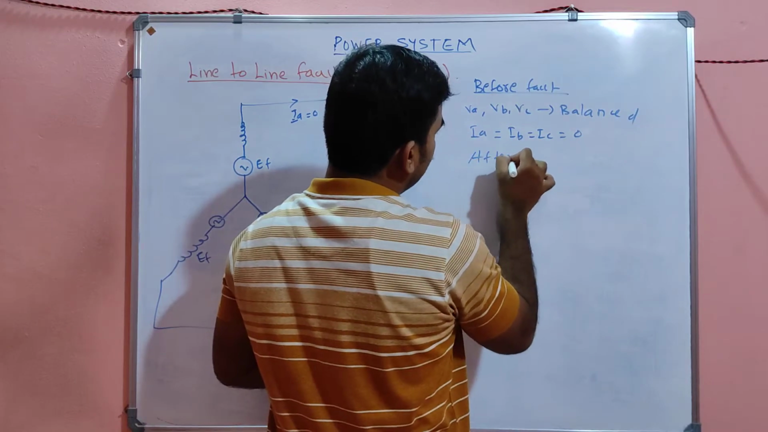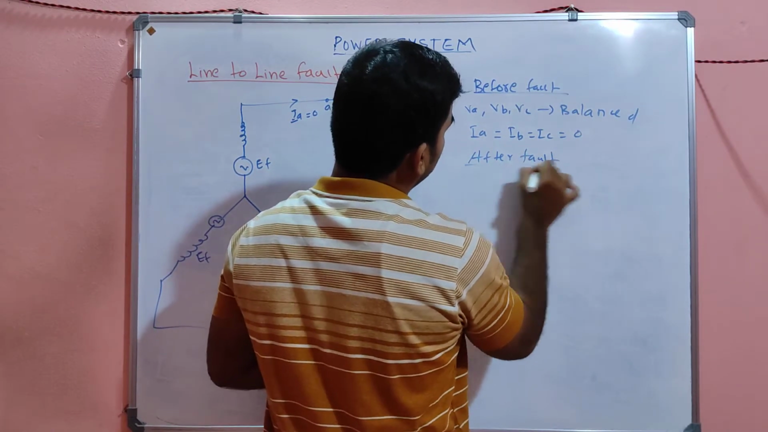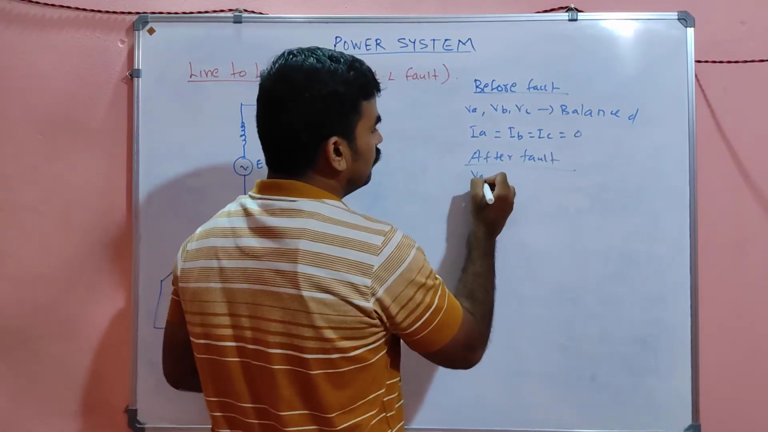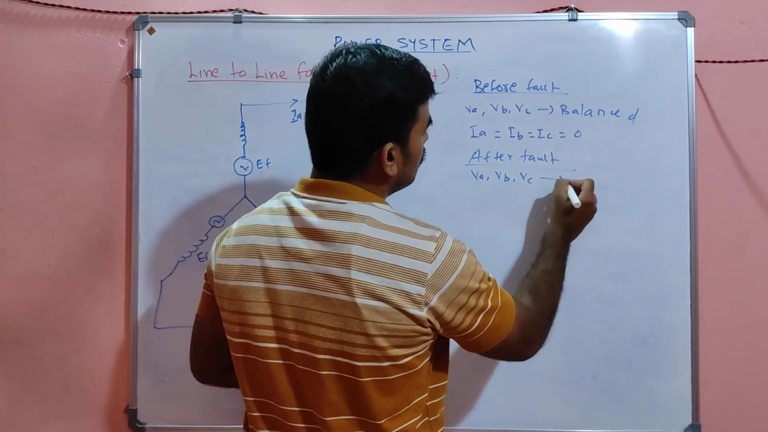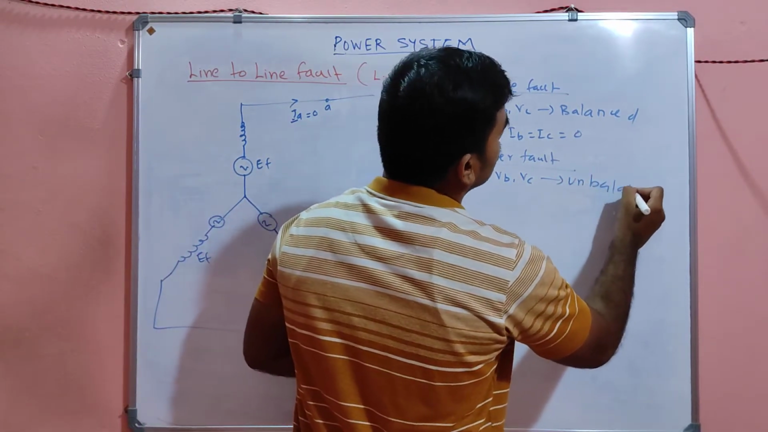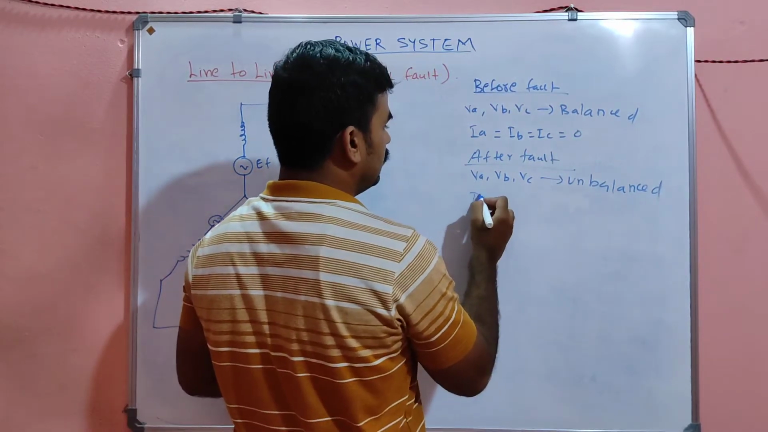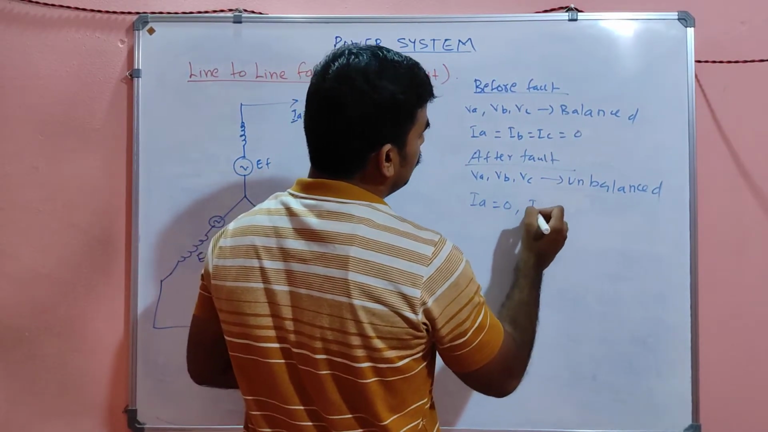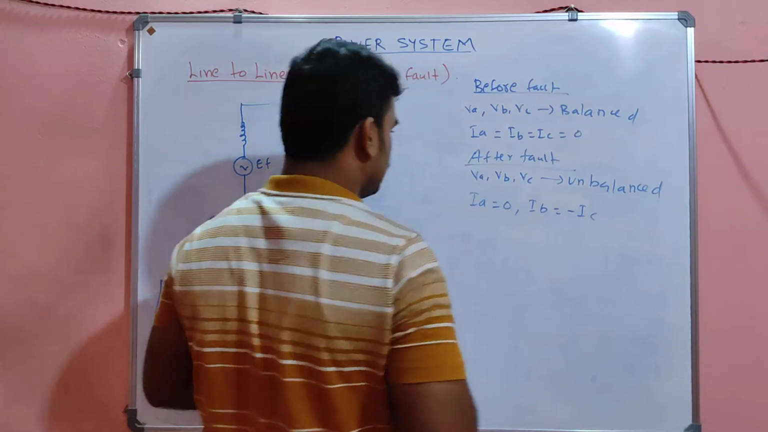And what happened after fault? After fault, my dear, VA, VB, VC are unbalanced, correct, and IA equal to 0 but IB equal to minus IC, correct my dear.